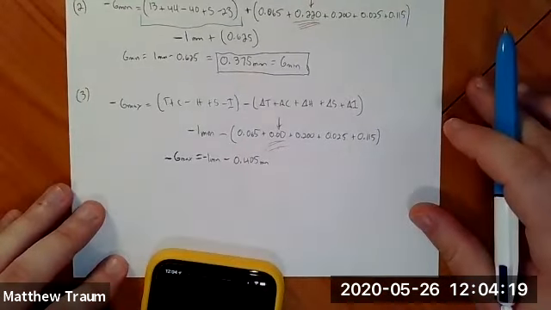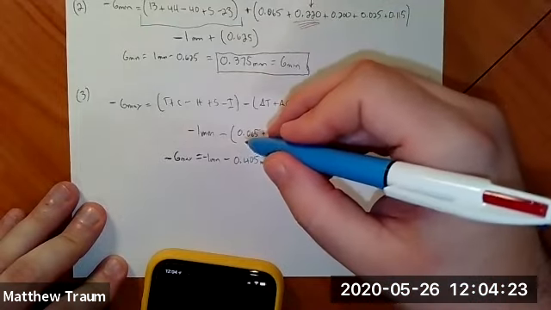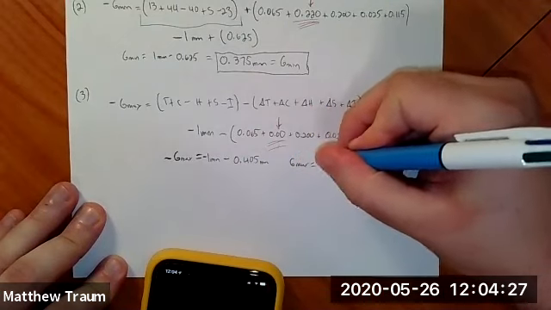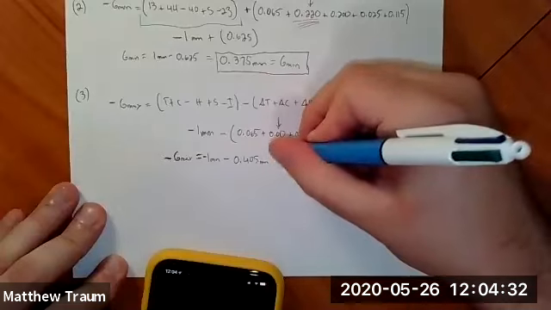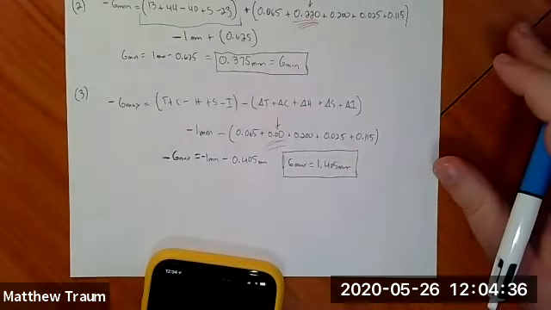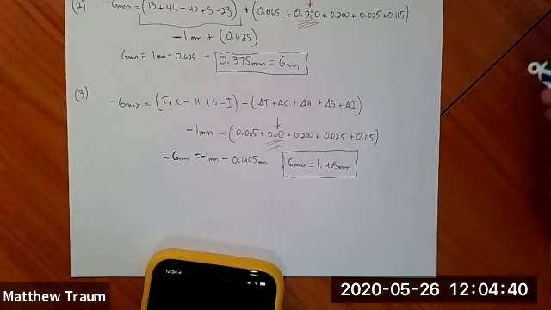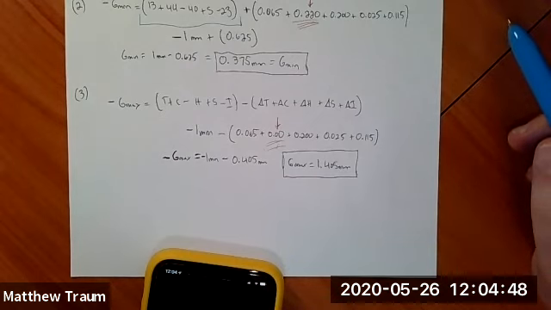Okay, so now I can solve this for G max, and what I get should be that G max is equal to 1.405 millimeters. Okay, so, questions with how I got G min and G max? Good so far. Okay, cool.